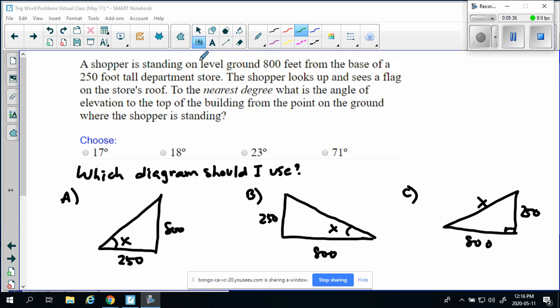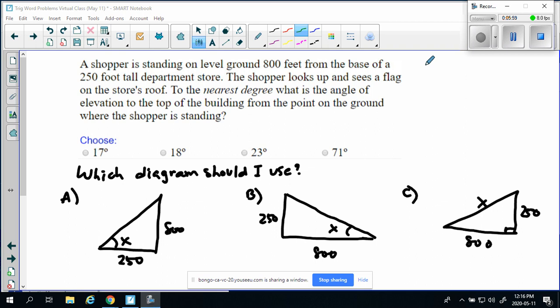A shopper is standing on level ground 800 feet from the base of a 250-foot tall department store. So they're standing outside, away from the store. The shopper looks up, sees a flag on the store's roof. To the nearest degree, what is the angle of elevation to the top of the building from the point on the ground where the shopper is standing?